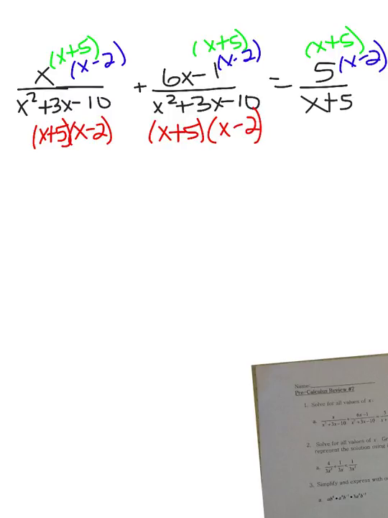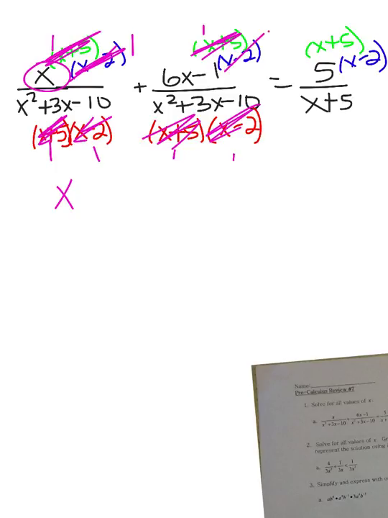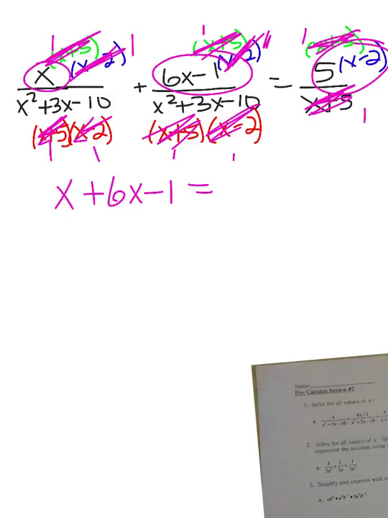All right, so now what we do is we reduce. x plus 5 reduces to 1 and 1. x minus 2 reduces to 1 and 1, so I'm left with x. x minus 5 reduces to 1 and 1. x minus 2 reduces to 1 and 1, so I'm left with plus 6x minus 1. x plus 5 and x plus 5 reduce to 1 and 1, so I'm left with 5 times x minus 2.